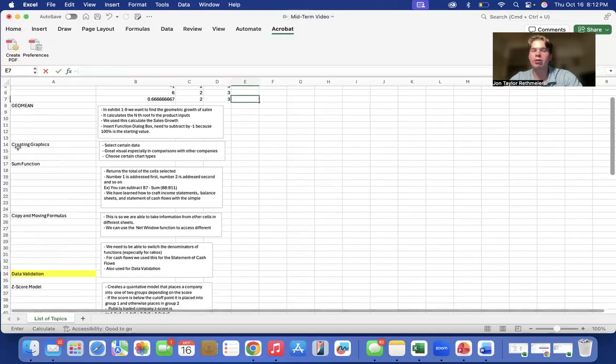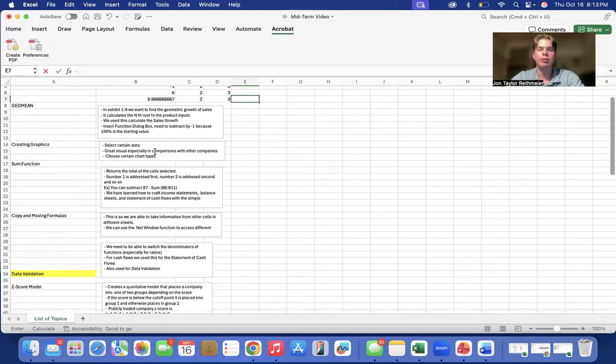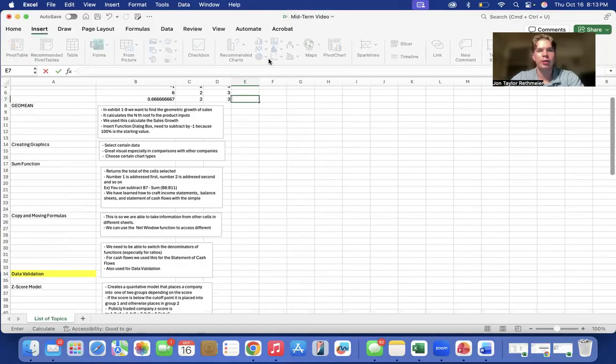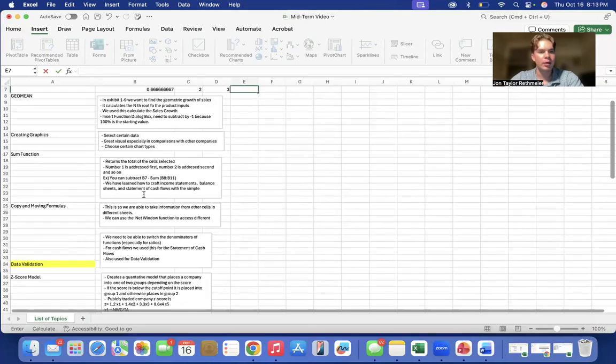And regarding creating graphics, we can create charts using data. We use this in the profitability analysis in the first homework assignment. And it creates a really good visual in comparisons with other companies. And you can also choose certain chart types. If we go up here, follow my mouse, this is where we can select the different types of charts and customize the cells within them once you create it.